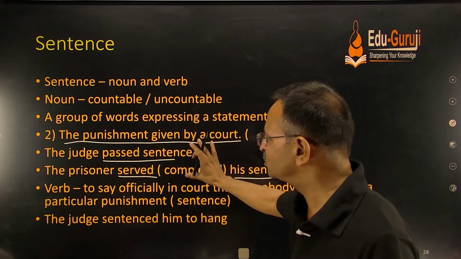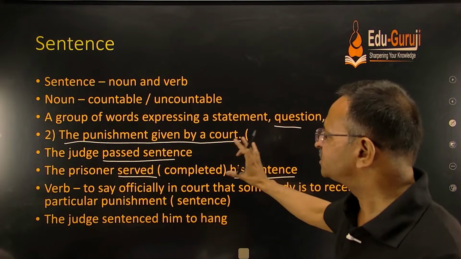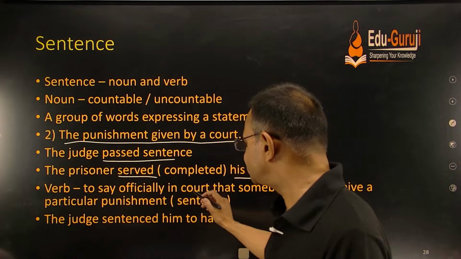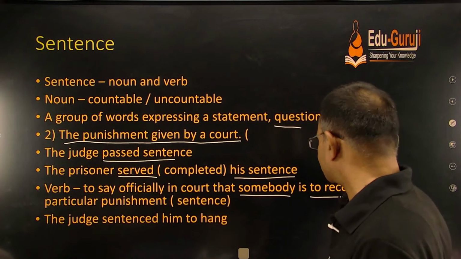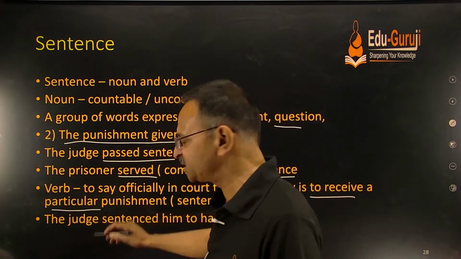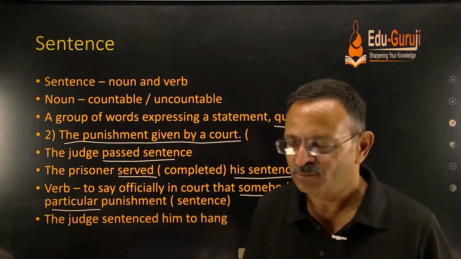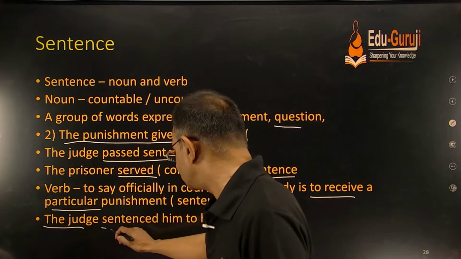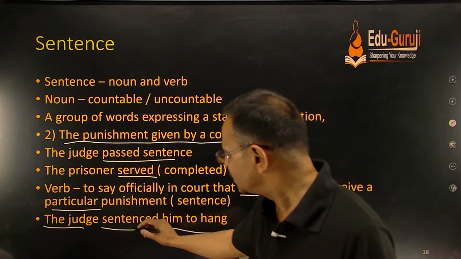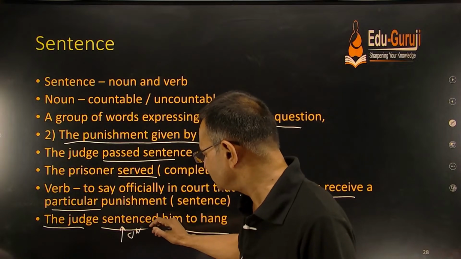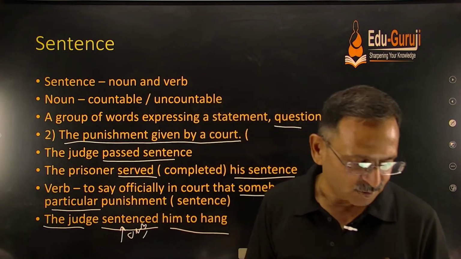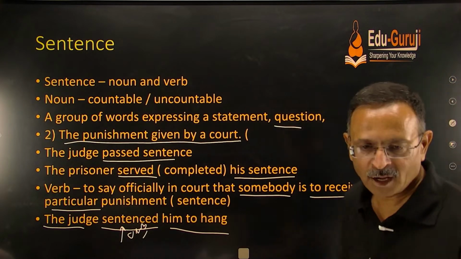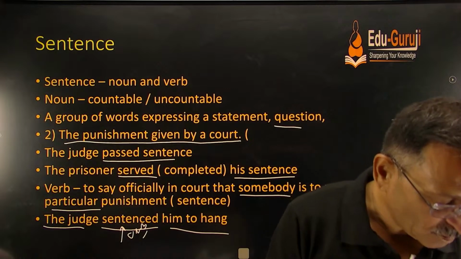So again, here we are using sentence as a punishment. Then the verb: to say officially in court that somebody is to receive a particular punishment. So here you can use both sentence as a noun and as a verb. You can see, the judge sentenced him to hang. So here sentenced is being used as a verb. I hope I'm clear to you.